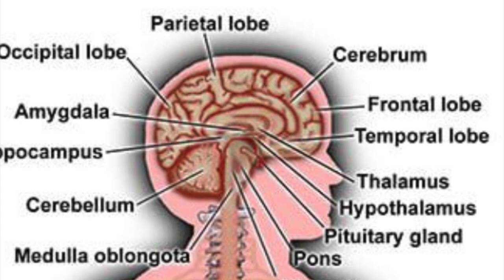Okay, conduction aphasia can be caused by damage to the arcuate fasciculus. Global aphasia is when both Broca and Wernicke areas are affected.